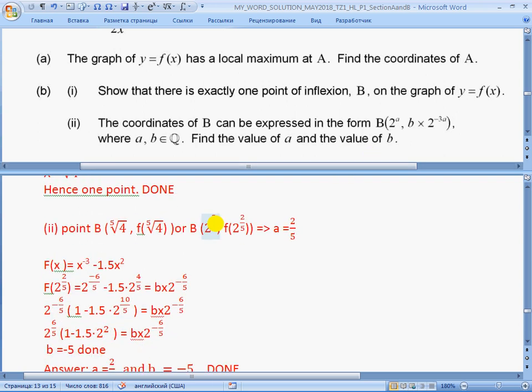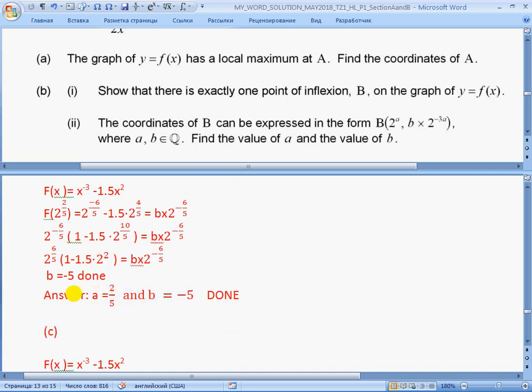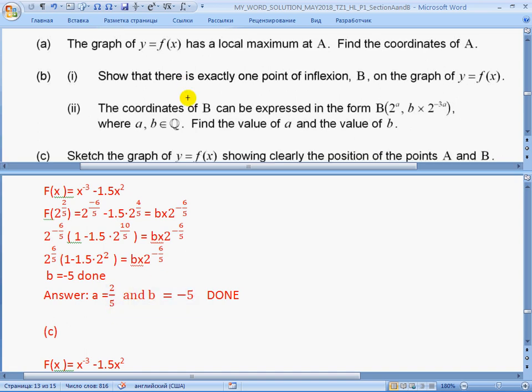First of all, I rewrite what I found, the coordinate of x, in this form, and it means that a equals 2 over 5. Then I evaluate the function at 2 over 5 and equate it to b to this power. Then I take 2 minus 6/5 out of the bracket, and what I have in the bracket is b, so it is minus 5. So we found b equals minus 5 and a equals 2/5.